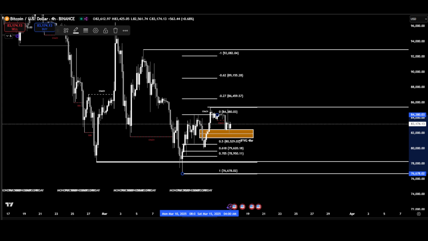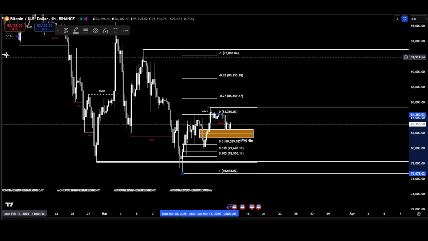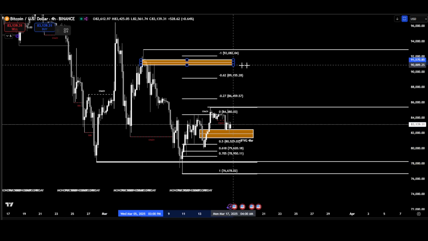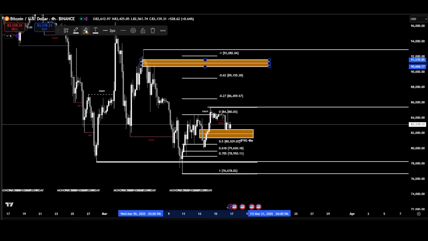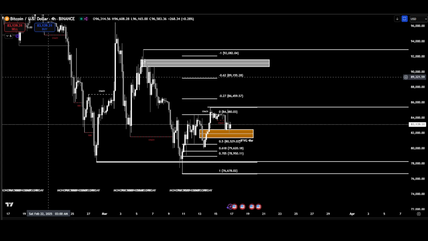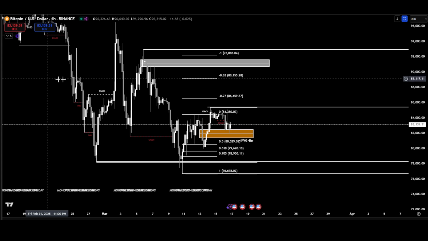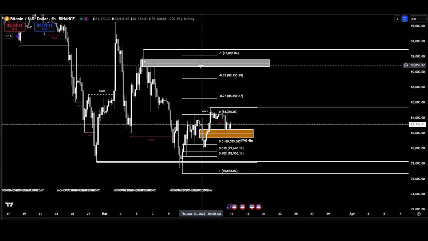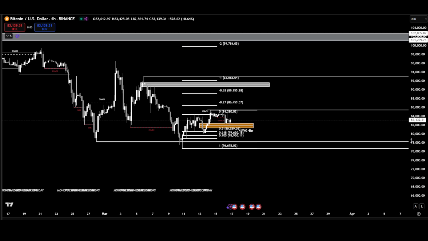Be looking at price to make these moves up to these different levels here, these extension levels, right? And then again, that extension level is just right below this order block. So, yeah, somewhere in between that. So that's what I'll be looking at.